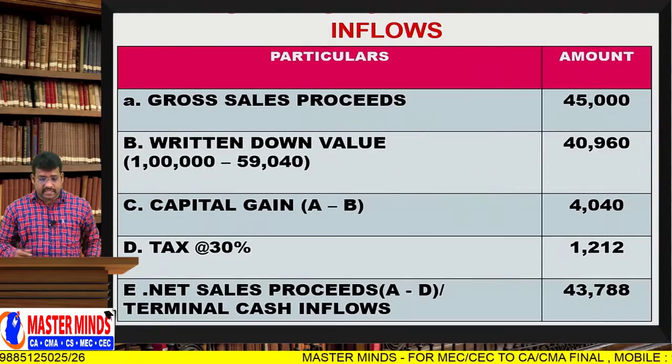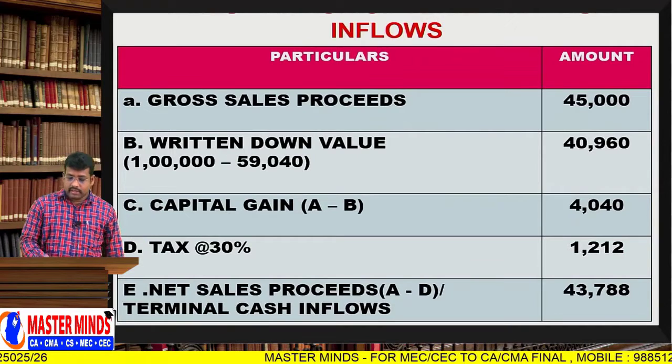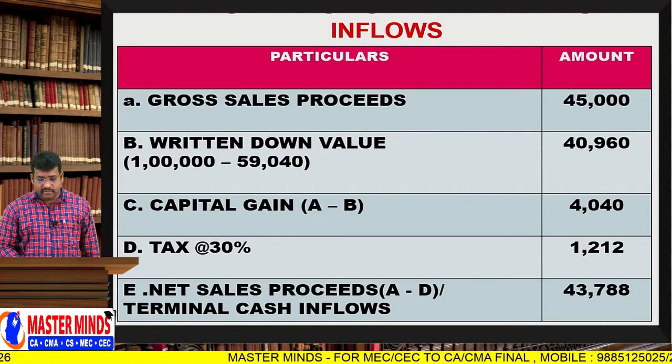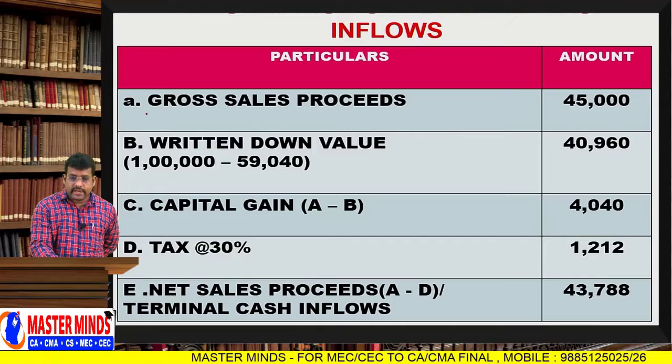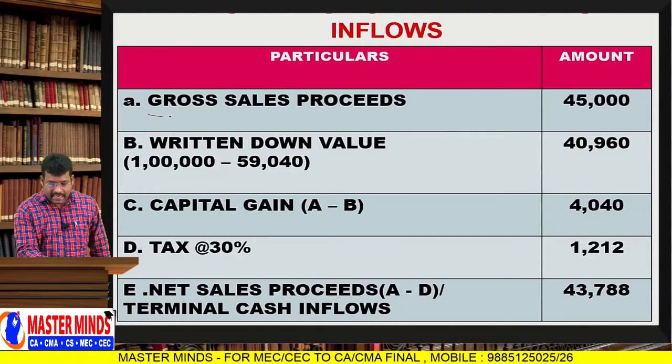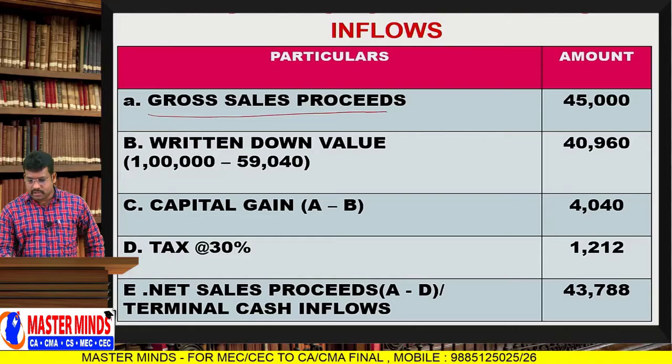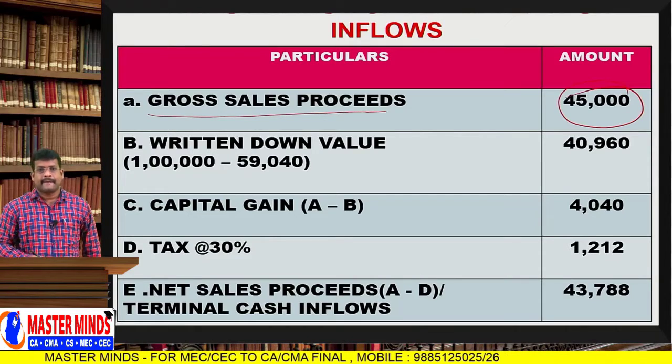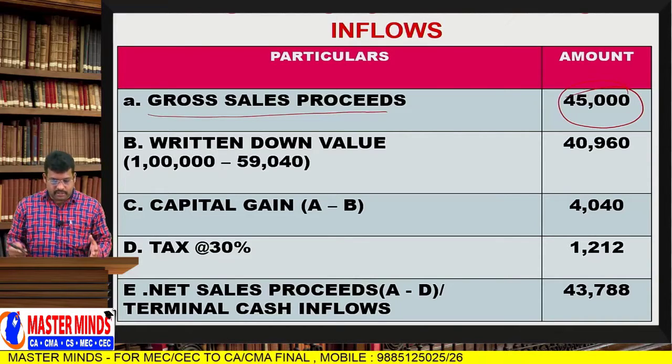One thing left out is nothing but terminal cash inflow. You see here, estimation of terminal cash inflow of the project. Yesterday I showed the format how to calculate. The same thing I am going to project here. Gross sale proceeds. How much gross sale proceeds? 45,000 rupees. 45,000 is the gross sale proceeds.